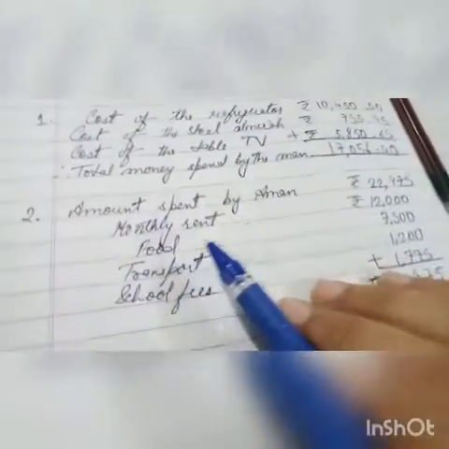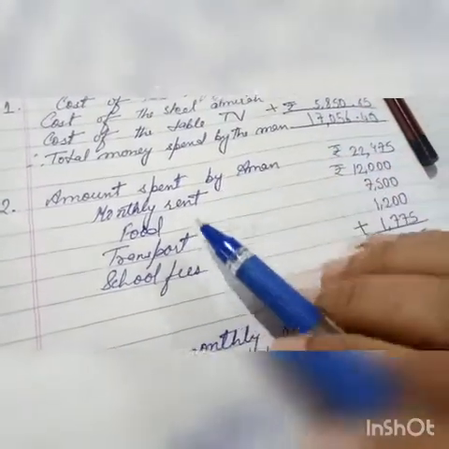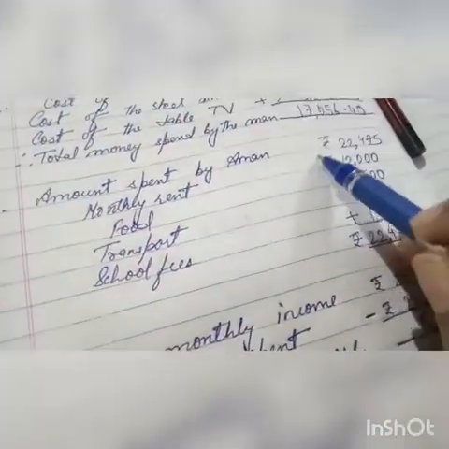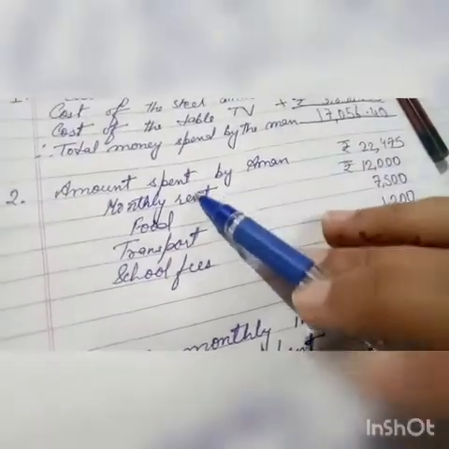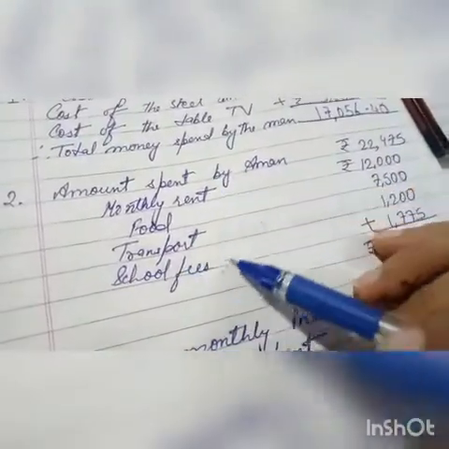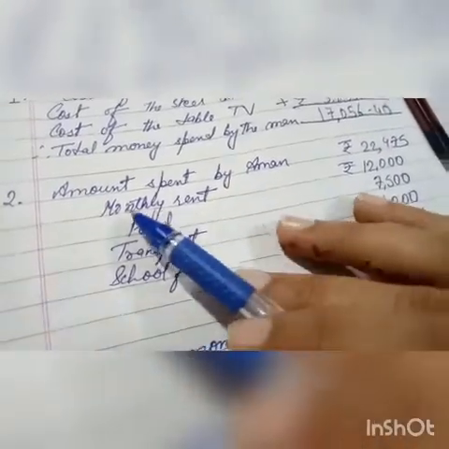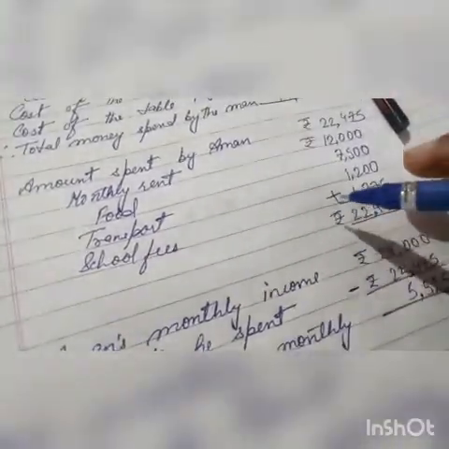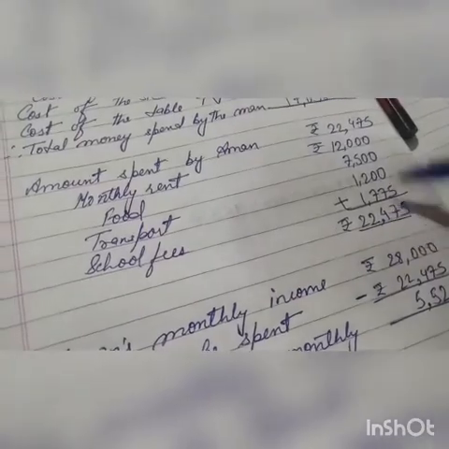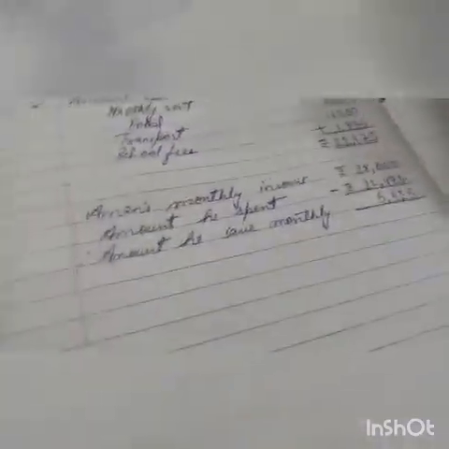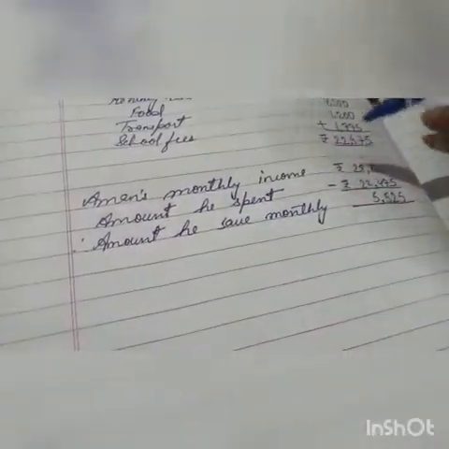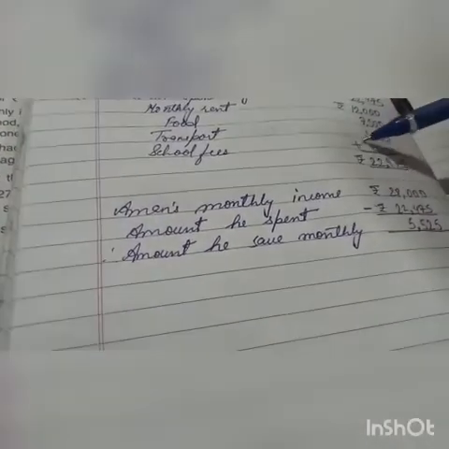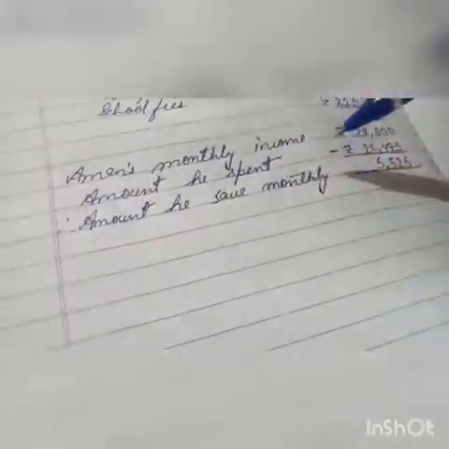The amount spent by Aman we have to first find out. What is the total amount he spent? How do we find this? We add all the money he spent on monthly rent, food, transport and school fees. After adding up we got this much, which I have written here also. Now how much money did he save monthly? From Aman's monthly income we subtract the amount which he spent, to find the amount he saved monthly.